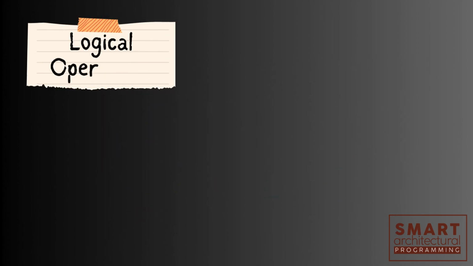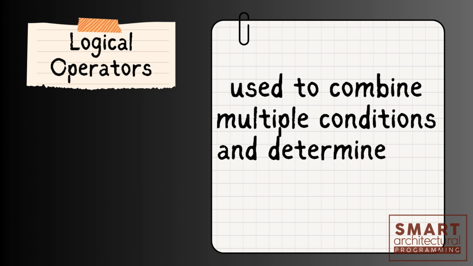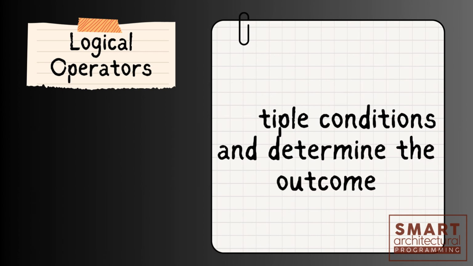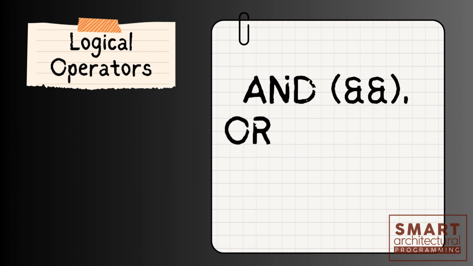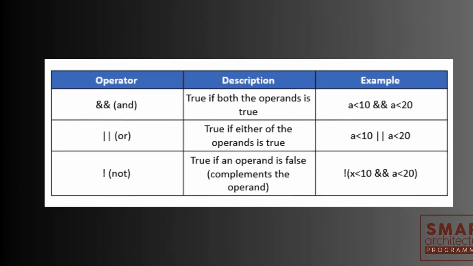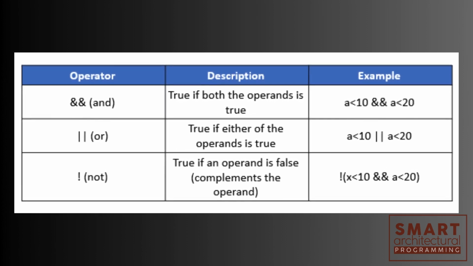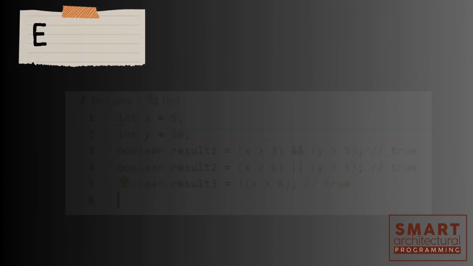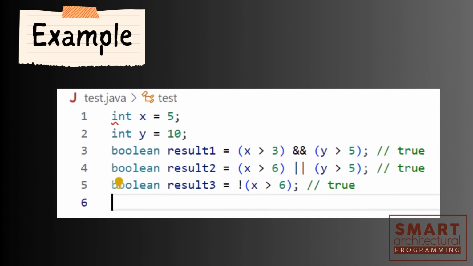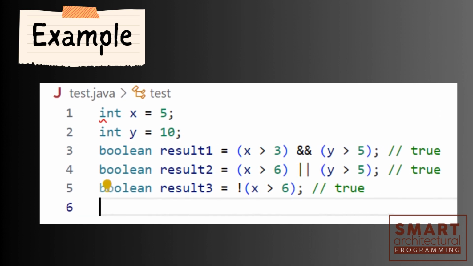Moving on to logical operators. These operators are used to combine multiple conditions and determine the outcome. Java supports three main logical operators: and, or (vertical bar), and not. Logical operators are often used in conditional statements and loops to control program flow based on multiple conditions. Let's see them in action. Mastering logical operators is crucial for writing efficient and effective Java programs.